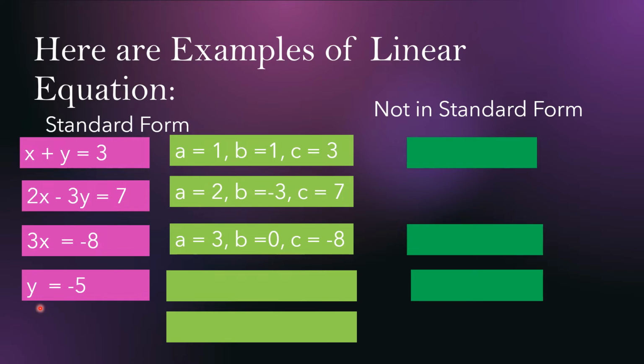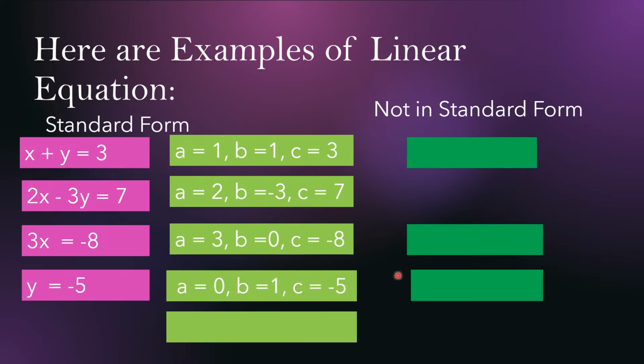And then I have here y is equal to negative 5. This one is also in standard form. Here, this time, the value of a is equal to 0. So we don't have x here because 0 times x is 0. So we have here a is 0, b is equal to 1, the numerical coefficient of y, and c is equal to negative 5.